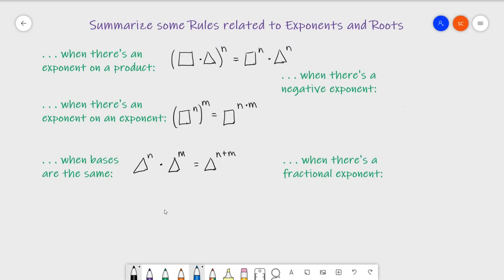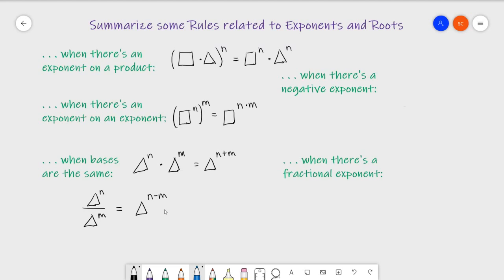What about in the case of division with the same bases? So here I have a triangle to the n divided by a triangle to the m. You might be thinking, well, if I added for multiplication, you're right, we can subtract for division. So the triangle raised to the n minus m power.